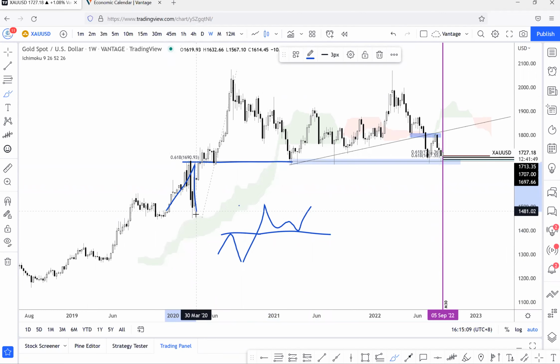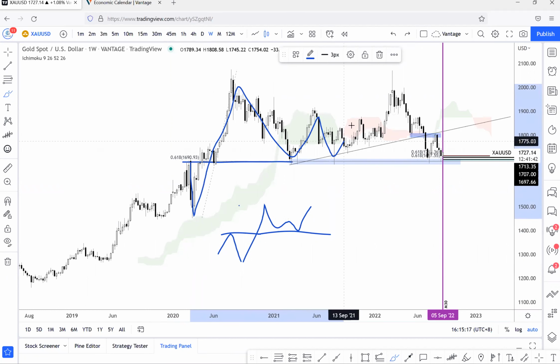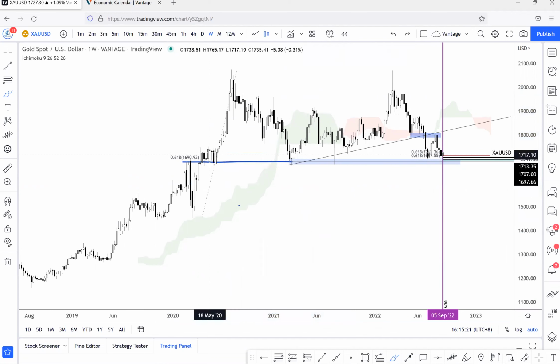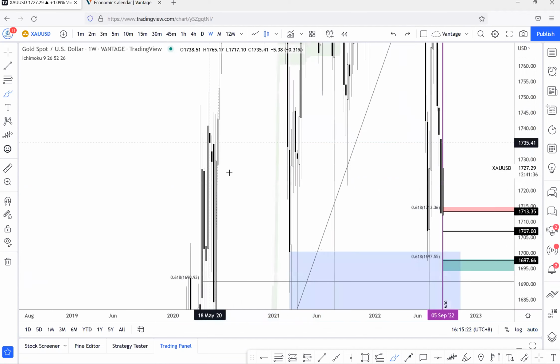Price tested it as a resistance, acknowledged this level as a resistance, pushed higher, and then coming into this region, you can see price testing this level as a support multiple times here. So this is the region that we have highlighted as support. Let me just go back to the weekly, right? So this is the region.